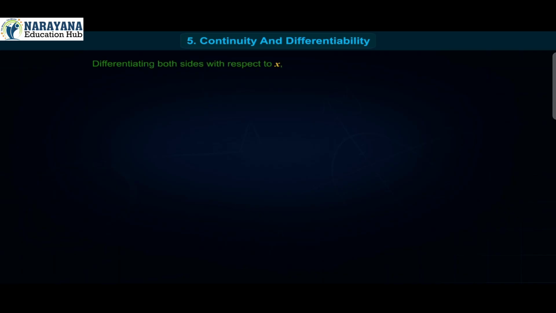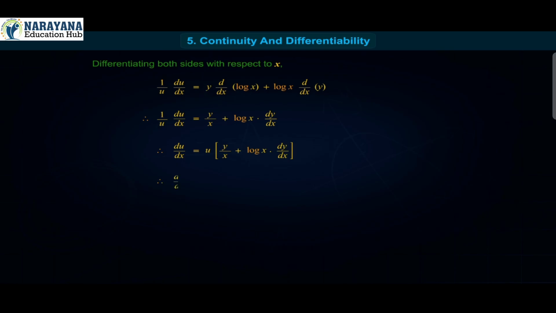Differentiating both sides with respect to x, 1/u du/dx = y d/dx(log x) + log x d/dx(y). Therefore, 1/u du/dx = y/x + log x dy/dx. Therefore, du/dx = u (y/x + log x dy/dx). Therefore, du/dx = x^y (y/x + log x dy/dx). du/dx = x^(y-1) y + x^y log x dy/dx.